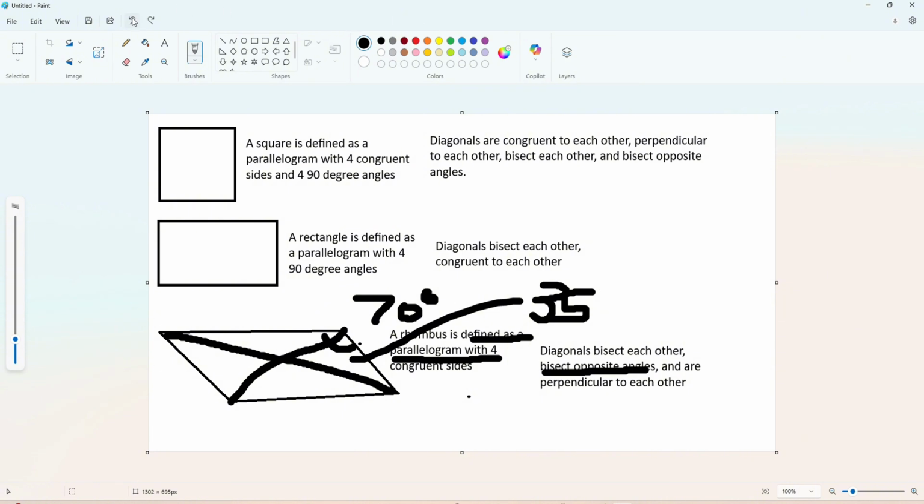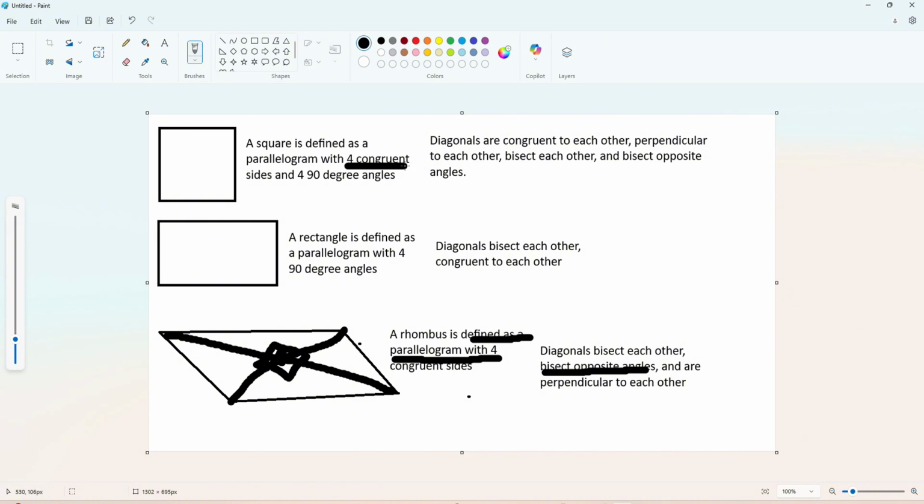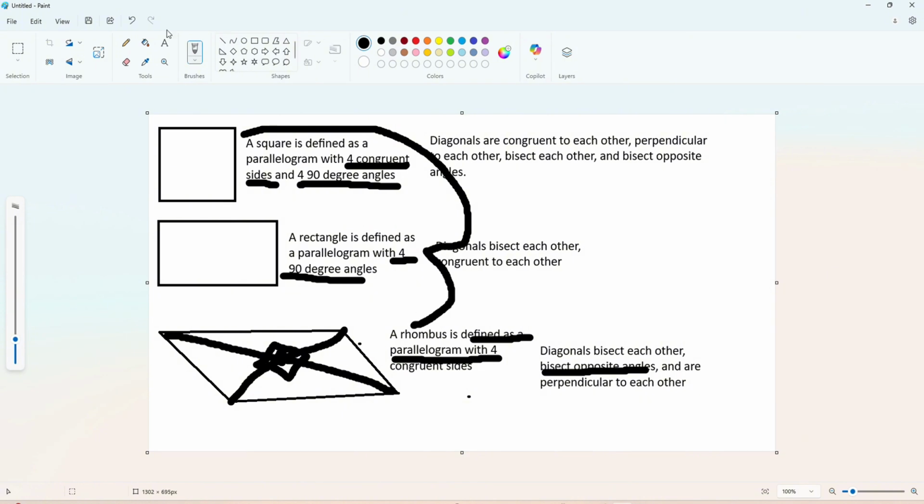Finally, they also perpendicularly bisect each other at their point of intersection, which is right here. One 90-degree angle, two 90-degree angles, three 90-degree angles, and our last one. Do you guys notice anything similar? A square has four congruent sides, right? And four 90-degree angles. We see that a rectangle also has four 90-degree angles. A rhombus also has four congruent sides. This means that a square is a combination of a rectangle and a rhombus.